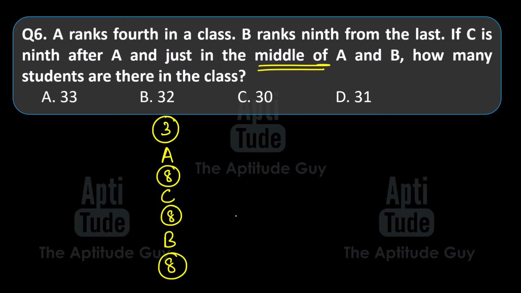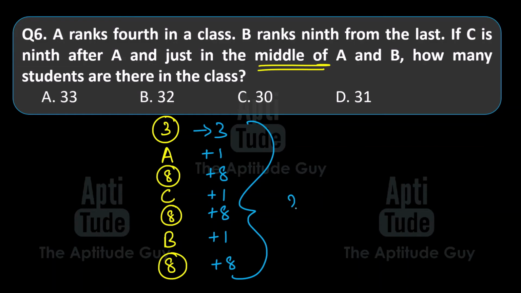That's it. These are the people. Now all we have to do is add them. So we have 3 plus 1, that is A, plus 8 plus 1, that is C, plus 8 plus 1, that is B, plus 8. Now 8 plus 1, 9, then again 9, and then again 9. 9 plus 9 plus 9 is 27, plus 3. When you add this whole thing, you will get 30 as your answer.